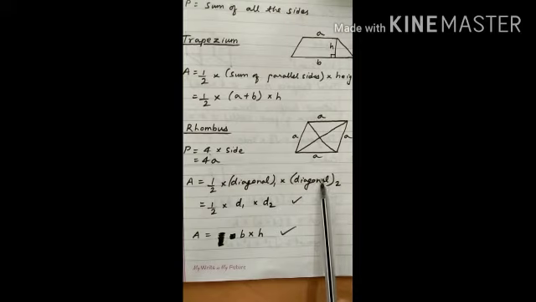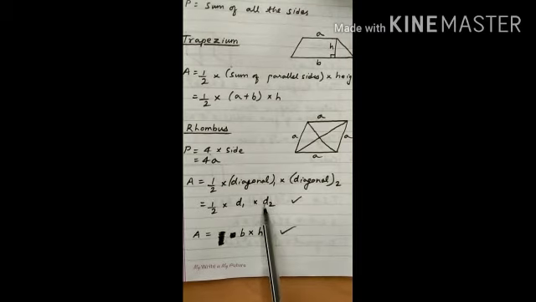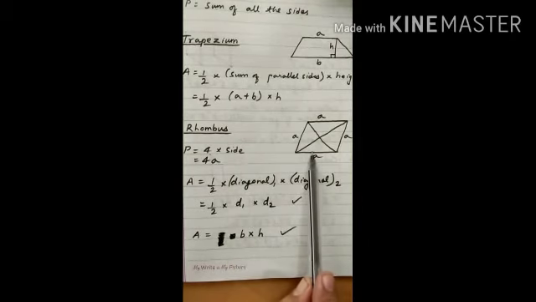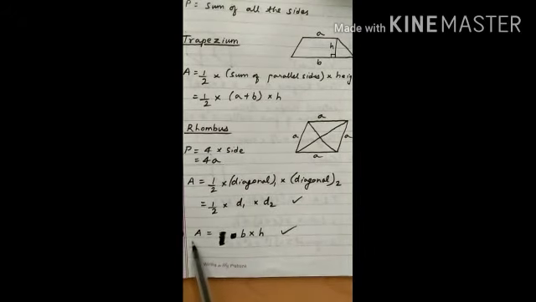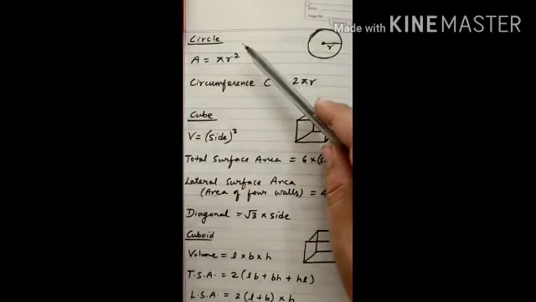It means there are two diagonals in a rhombus. Half into product of both the diagonals. This formula gives the area of a rhombus. If the length of diagonals is not given, then we know that rhombus is a parallelogram also. So we can apply the formula area equals base into height, just like the formula of a parallelogram, to calculate the area of a rhombus. Next is a circle.